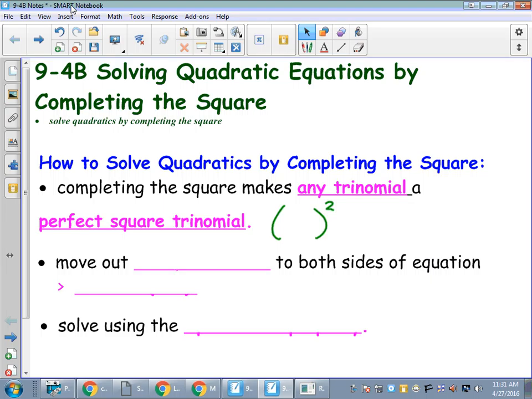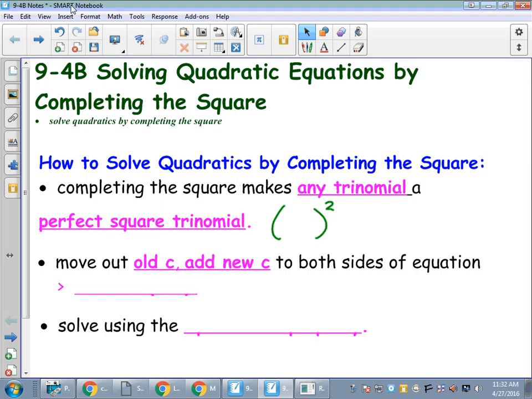Some trinomials are easier to make perfect than others. We're limited. I just want to make a note that we're not going to be doing the really difficult ones today. We save that for Algebra 2. But I'm going to show you this technique of making nice trinomials into perfect square trinomials. We're going to move out the old c and add in a new c. This is not a new technique. We did this when we put equations in vertex form.